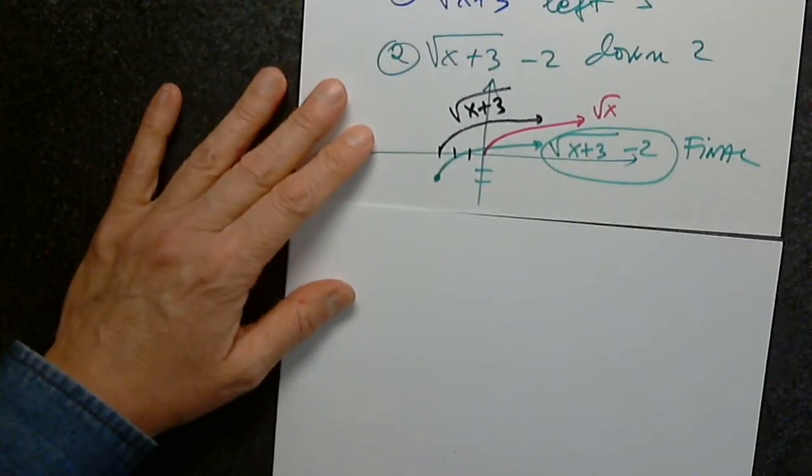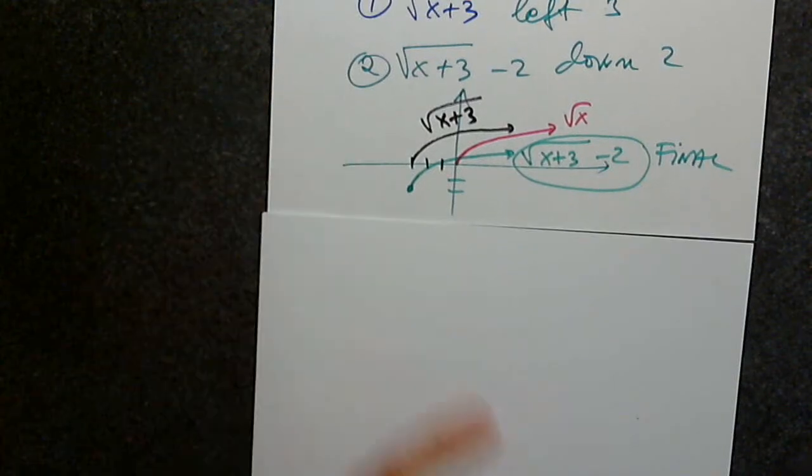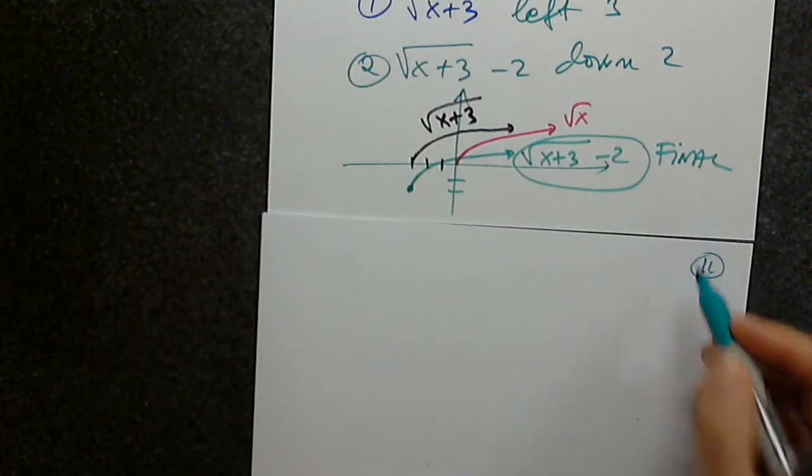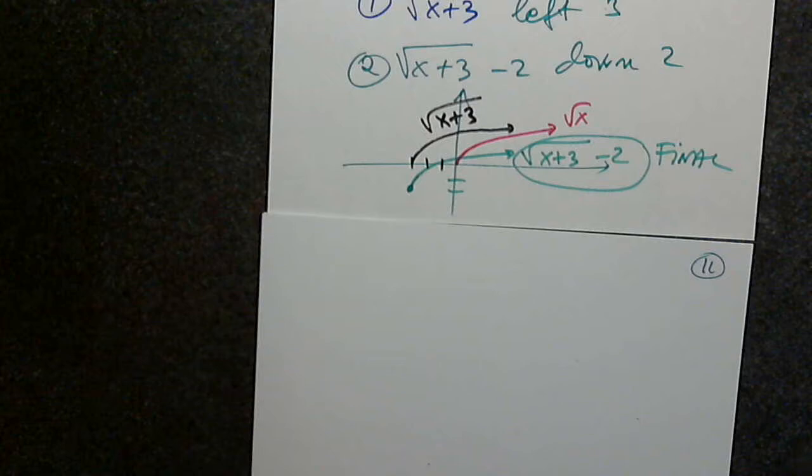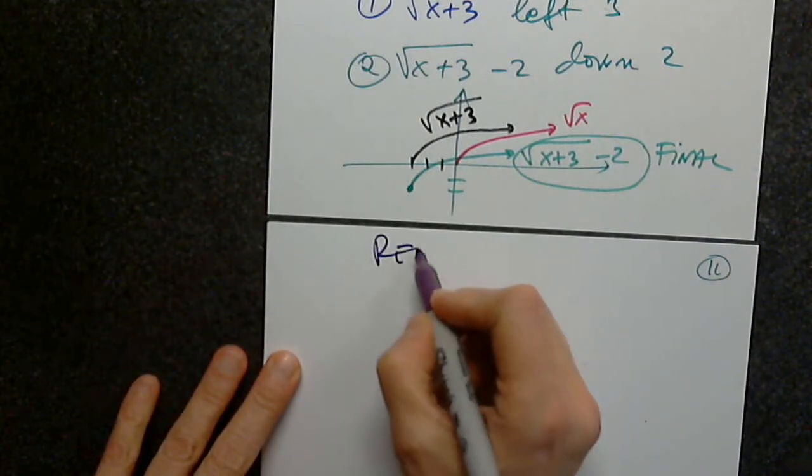Any questions? Please ask anything. If it was x minus 3, then it would be to the right. Exactly. Okay. Good. So now let's look at reflections.